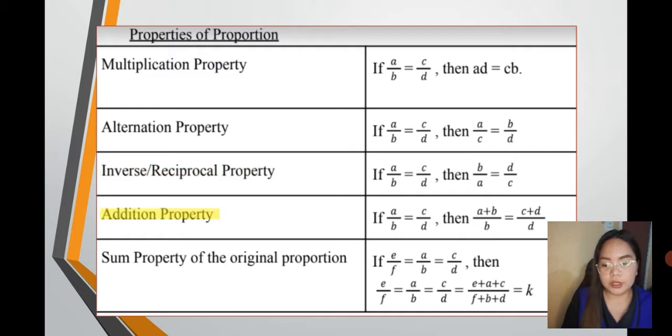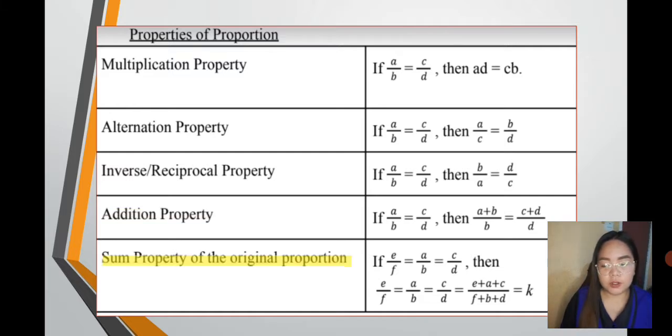So, addition property. If A over B is equal to C over D, then A plus B over B is equal to C plus D over D. So, yung denominator natin, in-add lang natin sa numerator natin, and over B, hindi natin ginalaw yung pinaka-denominator.